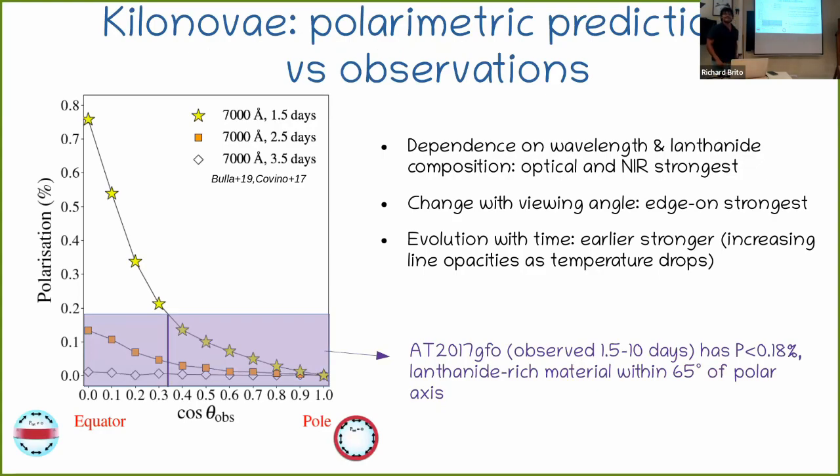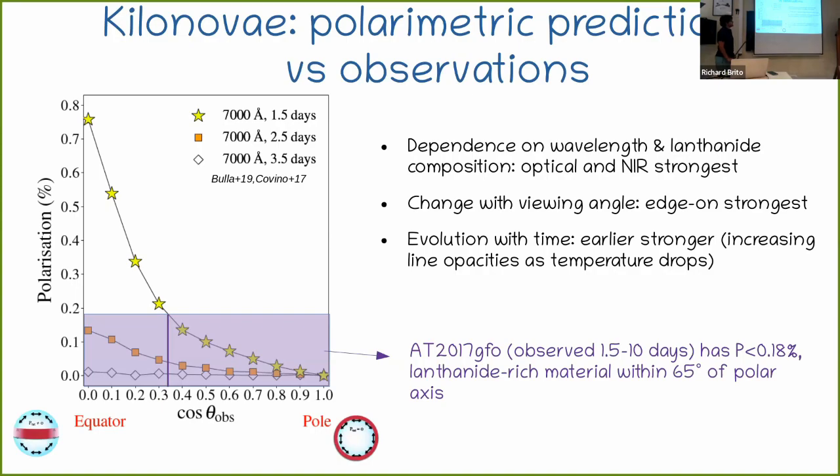This is the only kilonova we've observed, 2017 GFO, or at least the one with the strongest evidence. This one is clear because we observed the gravitational waves, we observed the GRB, and we observed the kilonova a lot: optical, spectra, infrared, photometry, everything. And what we measure is 0.18% polarization, very low. So this puts a limit here.